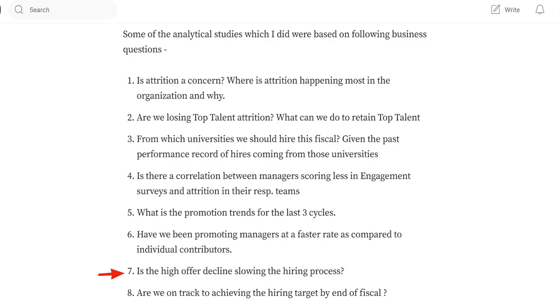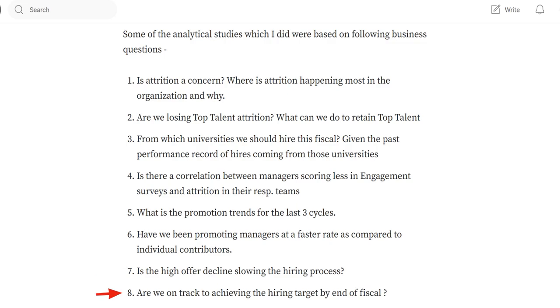This is also one of the interesting questions that I explored, is that high offer declines are slowing the hiring process. So there can be instances when we are at a hiring spree, but then we are seeing a lot of leakage in terms of people dropping off at the last minute. So very interesting questions.